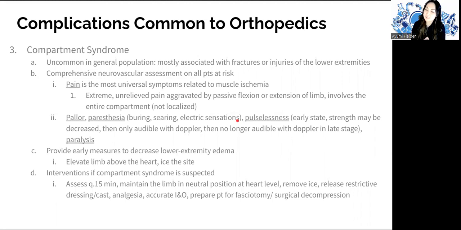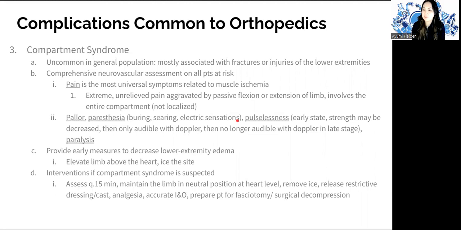Pain. And it is the most universal symptom related to muscle ischemia. It is usually extreme and unrelieved pain aggravated by passive flexion or extension of the limb. Involves the entire compartment. It is not localized to one area. So if the patient's complaining of just knee pain, it's probably not it, but the whole extremity, and it just gets worse with the passive flexion, it could be a sign of compartment syndrome. Pallor, paresthesia, pulselessness, and paralysis. They are later signs and symptoms, but they are the 5 P's you need to be aware of.